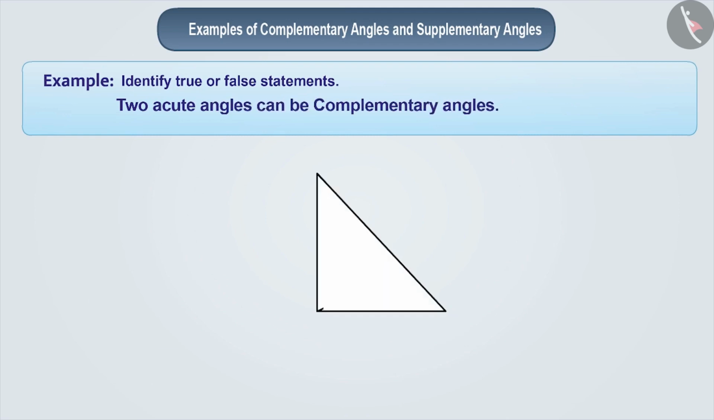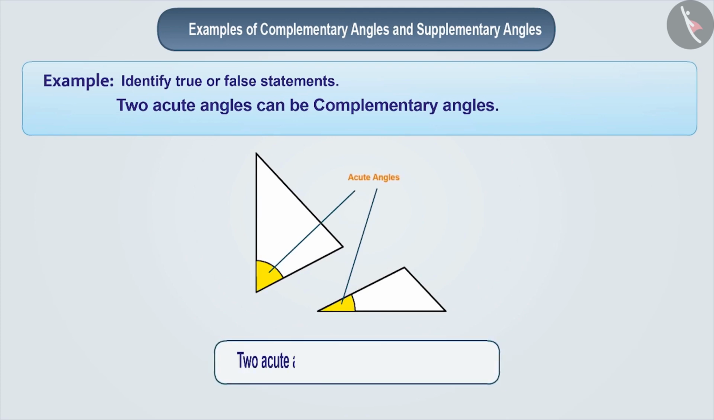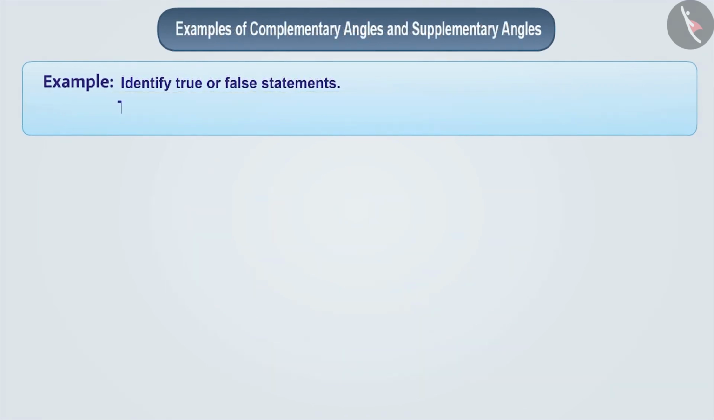If we divide a 90-degree angle and make two angles, then we will get acute angles. This means two acute angles can be complementary angles, therefore the given statement is correct. Two acute angles can be supplementary angles. Let's find out whether the given statement is true or false.